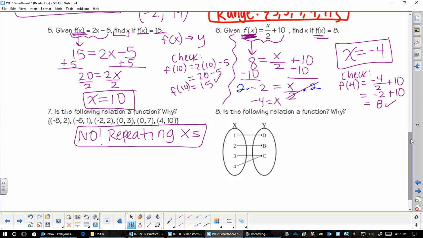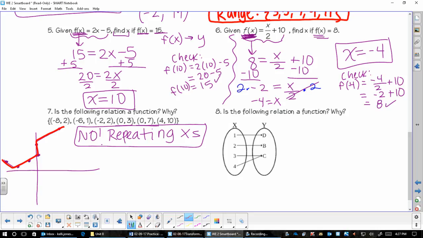And let's just take this one step further. If I were to take these points and plot them, it would look something like -8, 2, maybe somewhere over here. -6, 1, maybe somewhere right here. -2, 2, maybe up here. 0, 3 would be here. 0, 7 would be here. And 4, 10 would be somewhere up here. So if I were to connect these points, and maybe I should use a different color, you see, if I connected these points right here, I've got this red graph.